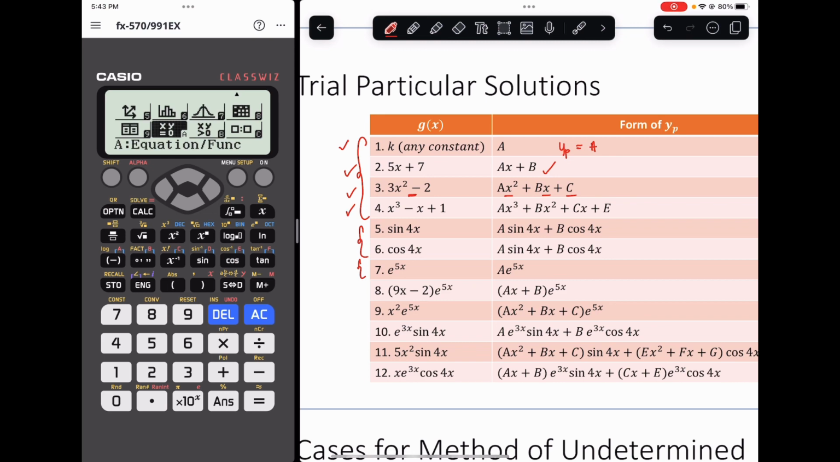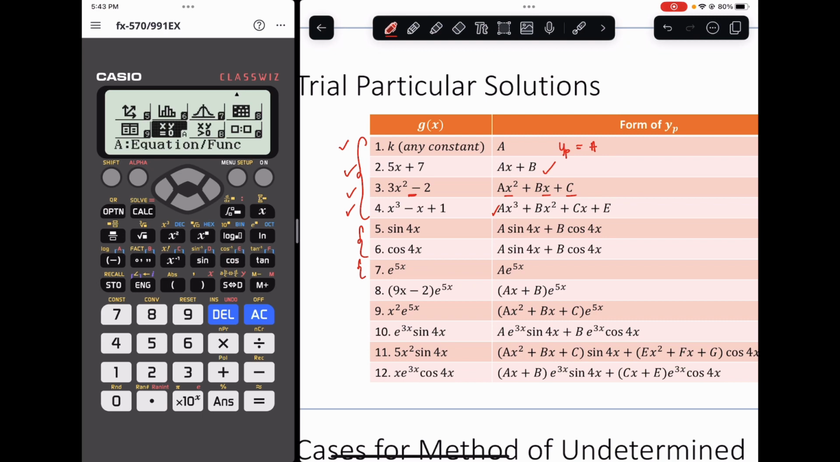The same is true with this one. For the fourth one, x squared is missing, but when I write the particular solution, it contains everything: ax cubed plus bx squared plus cx plus e. So that is for the algebraic functions, or polynomial functions.